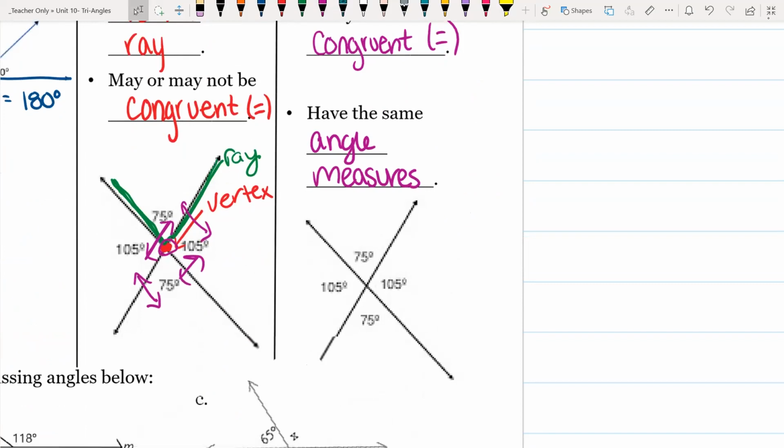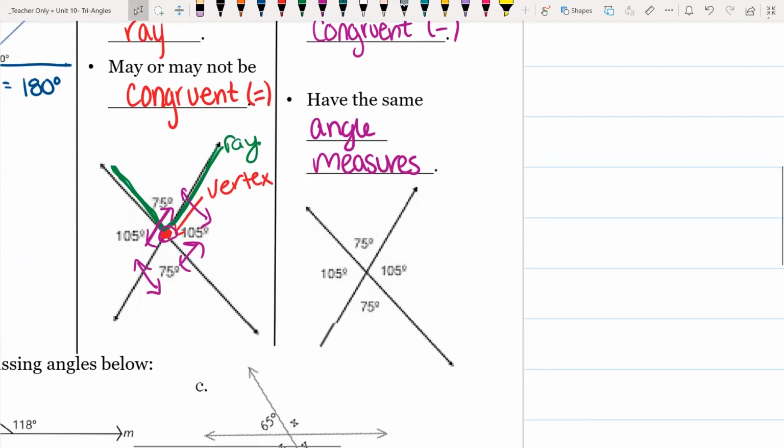So, looking at these, we want to figure out which two are vertical. So they're congruent and they have the same angle measures. Well, the two that have the same angle measures are this one and this one, right? So they're normally directly across from each other. Okay, so if you have this vertex, they're directly across from each other in the vertex. So there's another set of congruent or vertical angles, right? So these two, because they have the same angle measure, so they're congruent and they're directly across from each other.